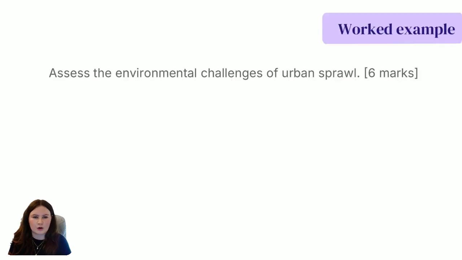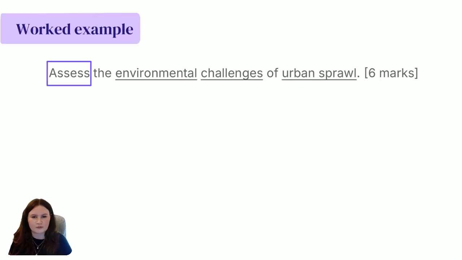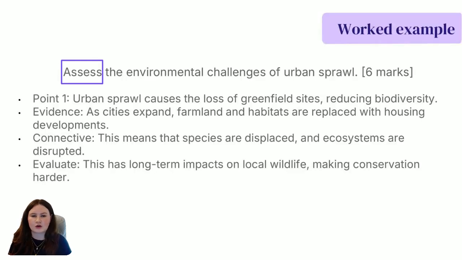Let's have a look at a worked example for an AO2 and AO3 assess question. The question here is: assess the environmental challenges of urban sprawl, 6 marks. First, let's BUG the question. So box the command word, which is assess. Underline the key themes, so environmental challenges and urban sprawl, and glance back at the question to ensure that evaluation is included.